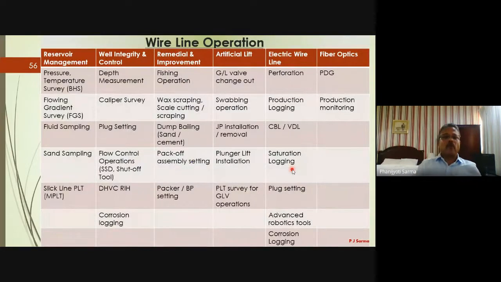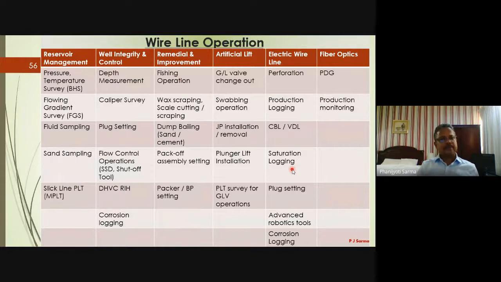So what are the operations that can be carried out with the wireline? Generally, a broad range. The reservoir management: pressure and temperature surveys are the surveillance activities. Flowing gradient survey, in order to know the gradient in the vertical column, whether there is any water loading, or whether it is a uniform gradient. Based on that information, you can suitably design your artificial lift system.